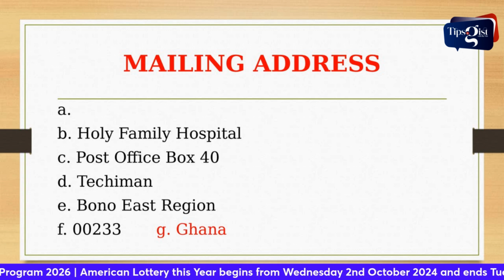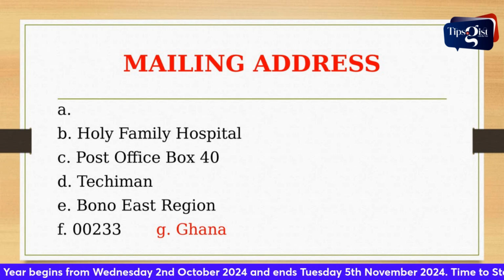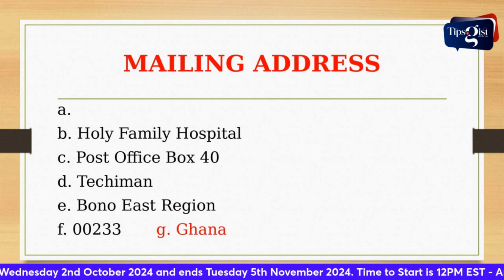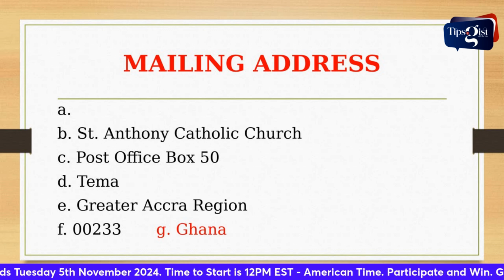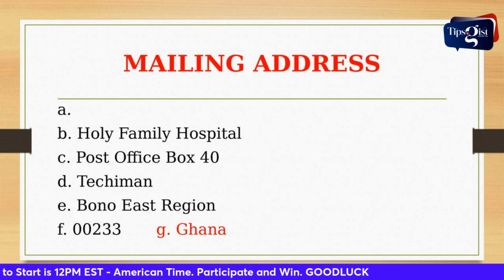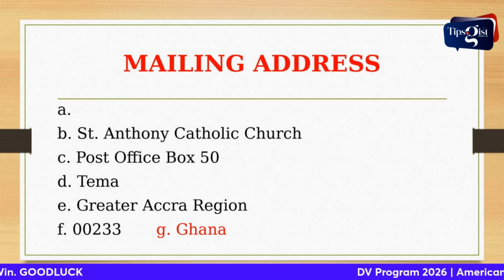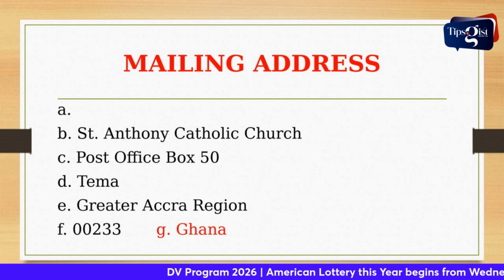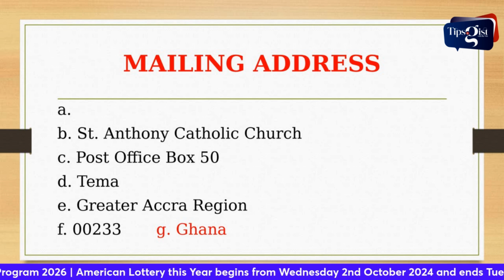Now, this is a typical example of somebody using a hospital. So Holy Family Hospital, PO Box 40, Techiman. This time, the person is using Bono East region, and then the code is 00233, then Ghana. This is an example of somebody using a church, St. Anthony Catholic Church. You can see that they are all using the B. They leave the in care of. The B, so St. Anthony's Catholic Church, PO Box 50, Tema, Greater Accra region, right? 00233, then Ghana.